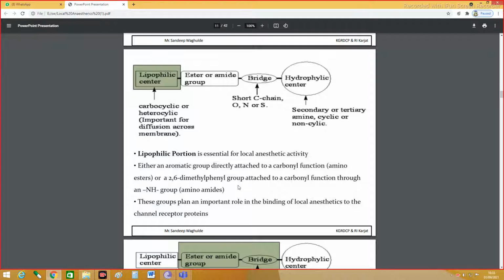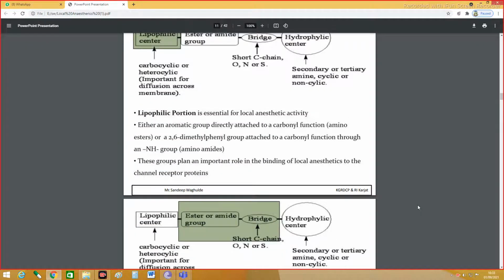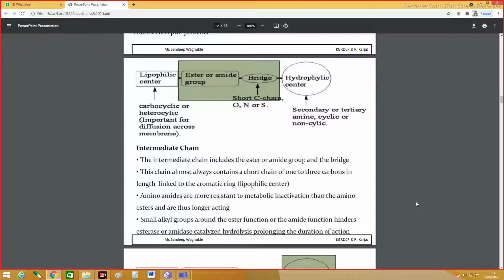We have to remember that whenever we consider the lipophilic moiety in the whole SAR of this local anesthetic, it plays an important role for the binding in the receptors. Therefore, for this lipophilic moiety, we need, as you can see, an aromatic ring, or it can be a heterocyclic molecule that is important for the diffusion. A second important feature we consider here is an ester or amide group that is attached with the bridge.